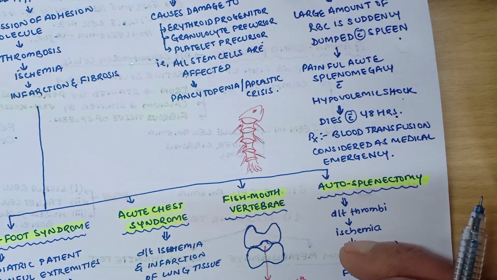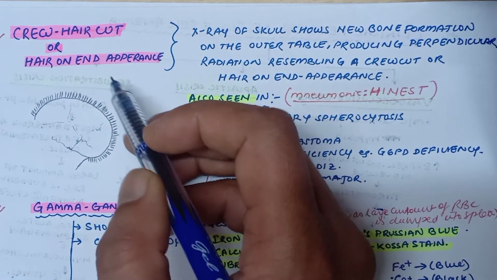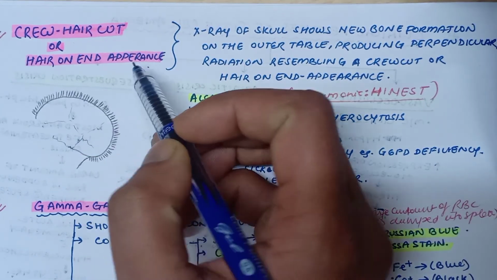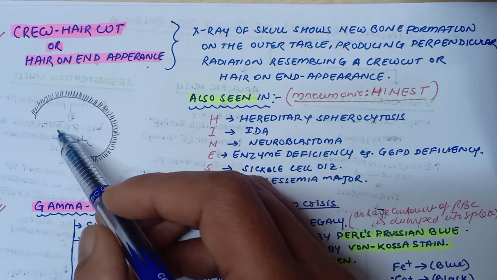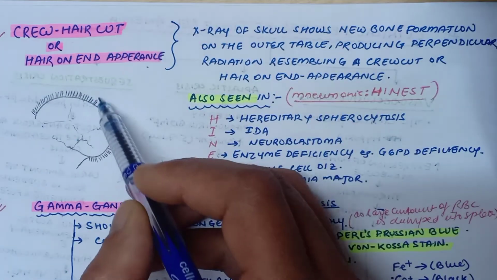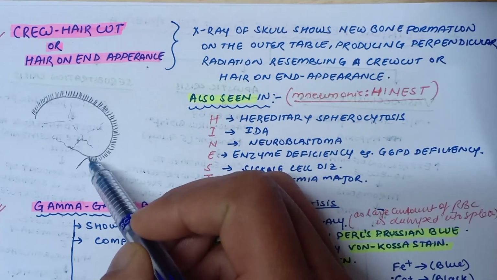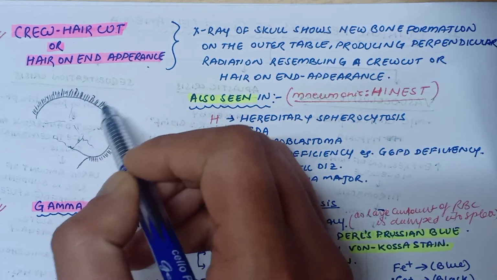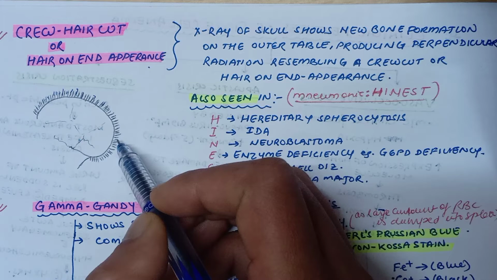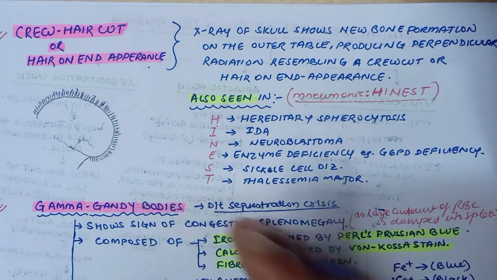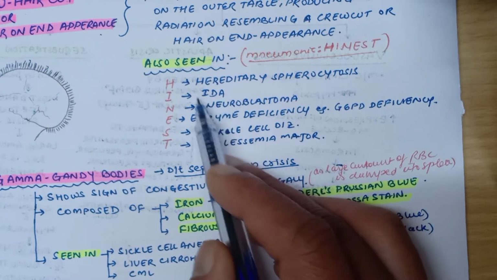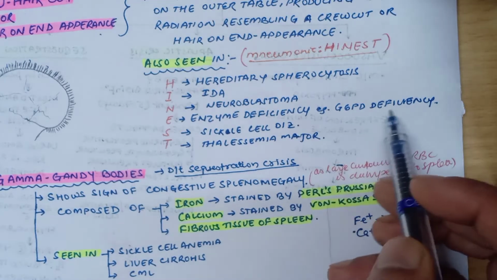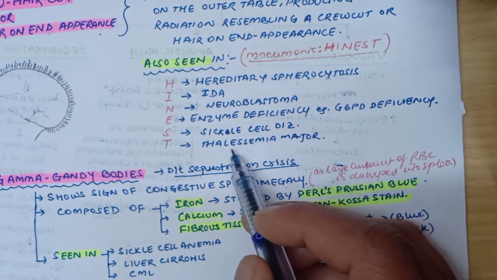Now we'll talk about other clinical features. Sickle cell anemia may also present with crew cut or hair-on-end appearance. On X-ray of the skull, there is new bone formation on the outer table of the bone. It produces perpendicular radiation resembling a crew cut or hair-on-end appearance. This is also seen in hereditary spherocytosis, iron deficiency anemia, neuroblastoma, enzyme deficiency disorders like G6PD deficiency, sickle cell anemia, and thalassemia major.